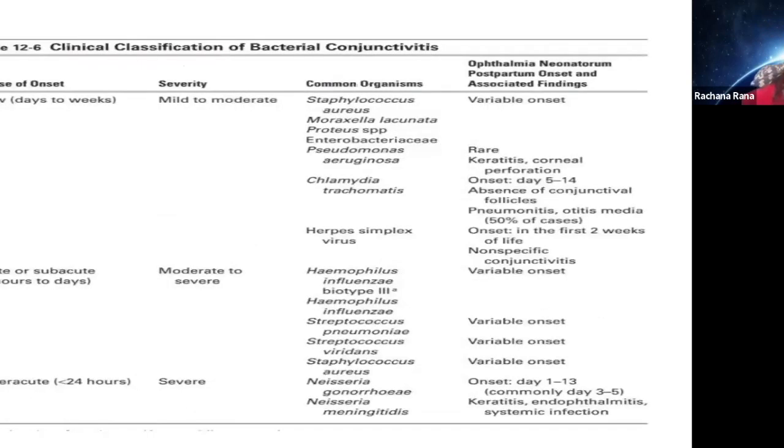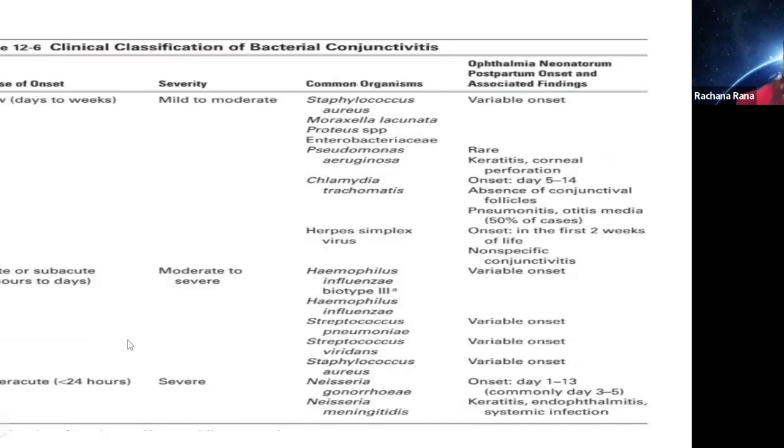So this is again for bacterial conjunctivitis. This is divided into hyperacute, acute, subacute, and slow. Hyperacute is less than 24 hours. It's a very severe form. The organisms which are very common for this hyperacute condition are Neisseria gonorrhoeae and Neisseria meningitidis. So onset is from 1 day to 13 days.